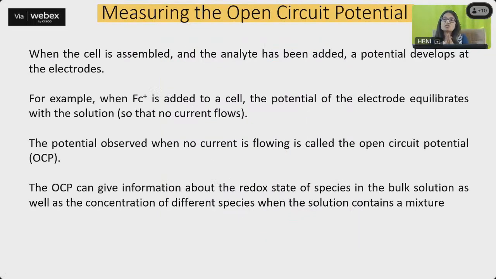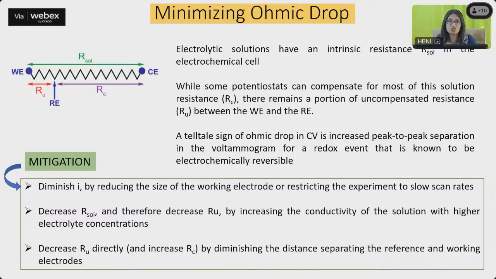Now you have something which is known as the open circuit potential. When a cell is assembled and the analyte has been added, a potential will develop at the electrode. The potential which is observed when no current is flowing is called the open circuit potential, or OCP. This is going to give you information about the redox state of the species in the bulk solution, as well as the concentration of different species when the solution contains a mixture.